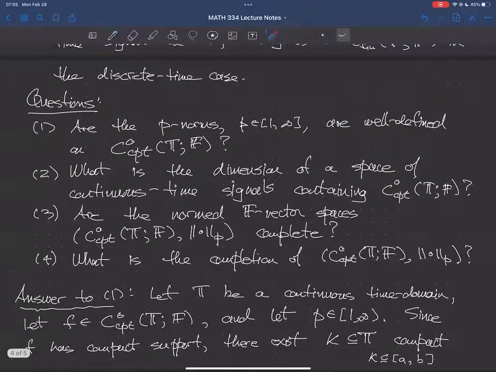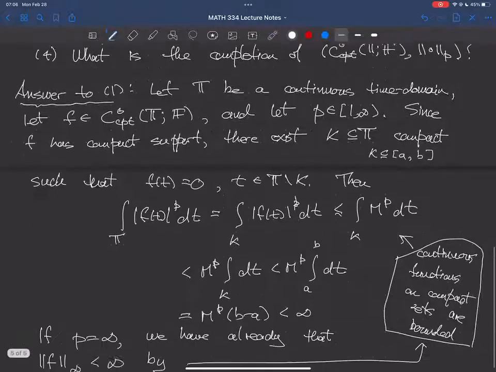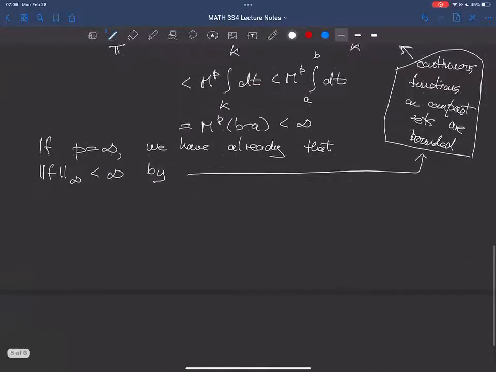What about the algebraic property? Okay, so what is the dimension of a continuous time space of signals containing this space of continuous compactly supported signals? And I'm going to show that as long as the time domain T isn't a single point, okay, so it has a non-empty interior, then the dimension of this thing is always infinite. Okay, so answer 2.